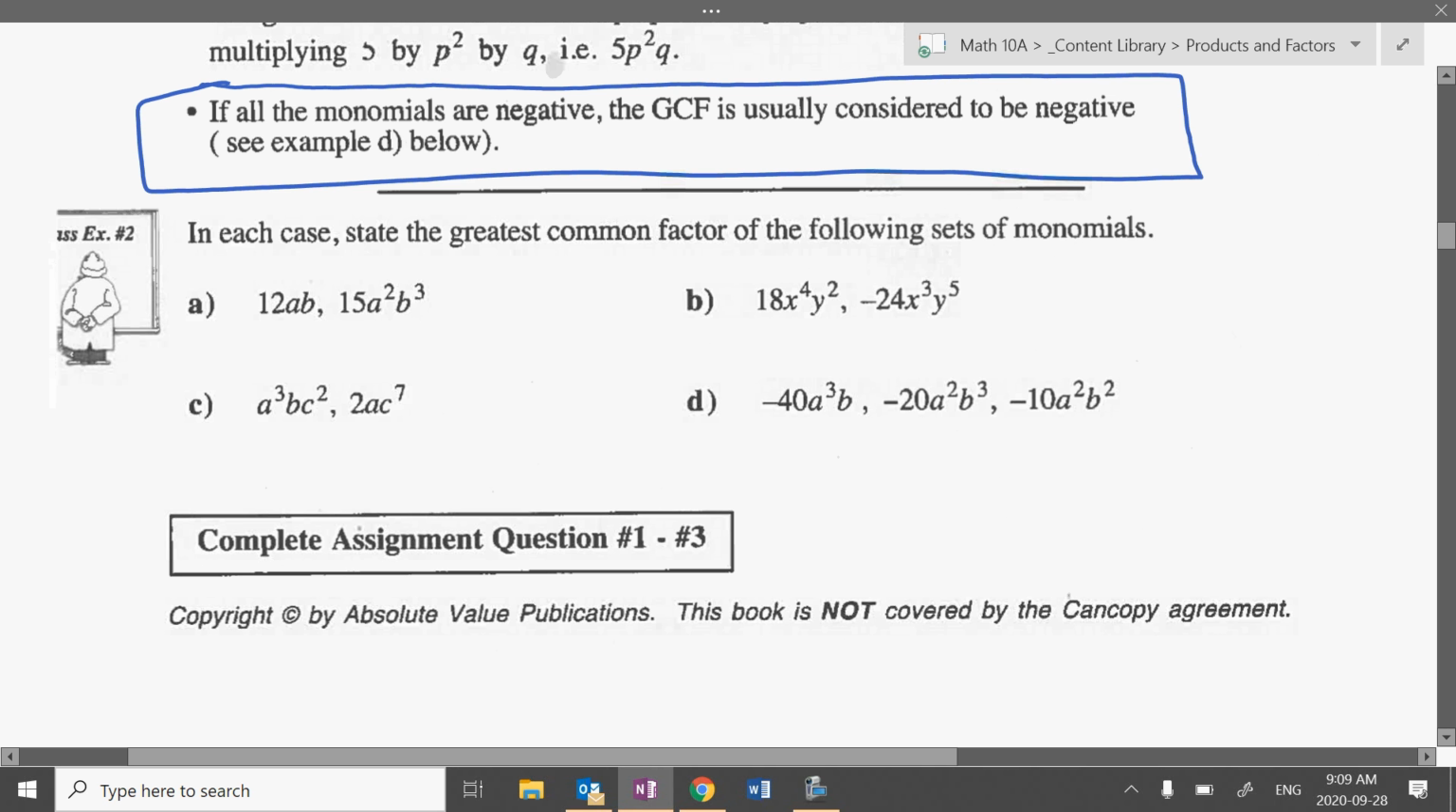So on these ones, do you guys want to try this example on your own? No? Okay. 12 and 15. The biggest number that goes into both of those is what? 3. Good. Then I have a solo a b here. So the smallest numbers, sorry, I should have said variables, that go into both of those is just an a and a b.